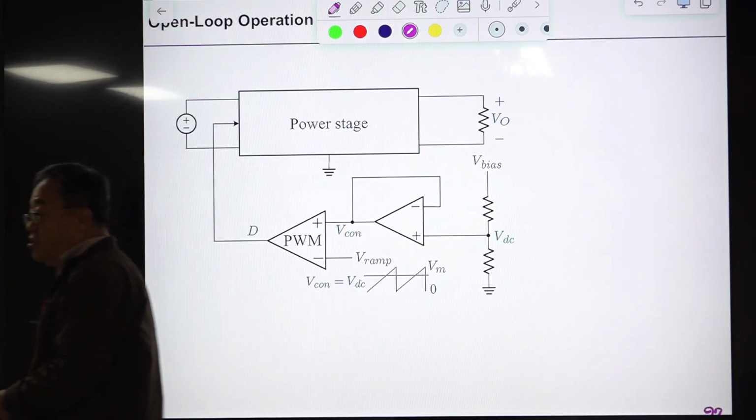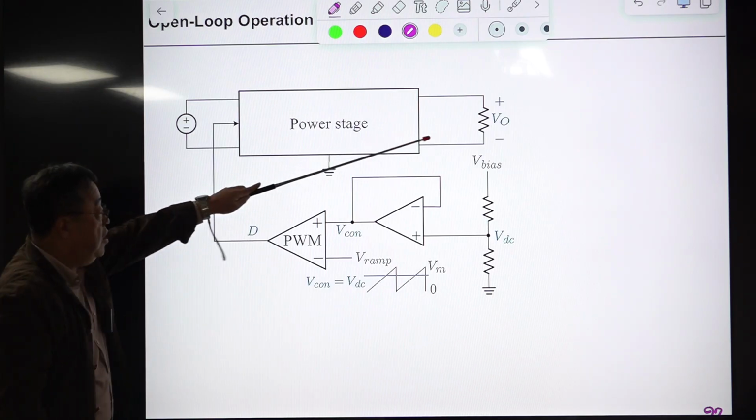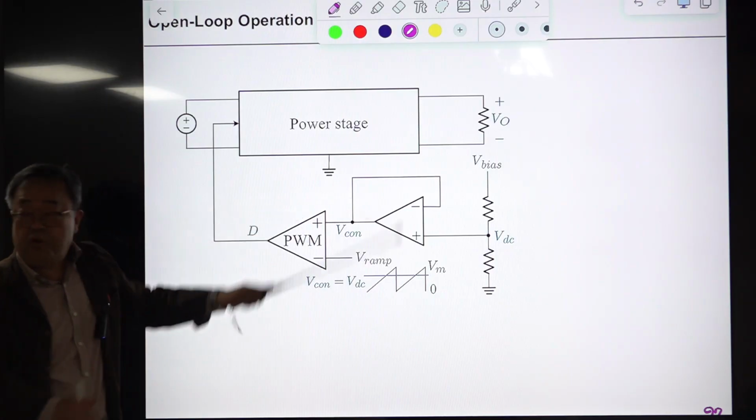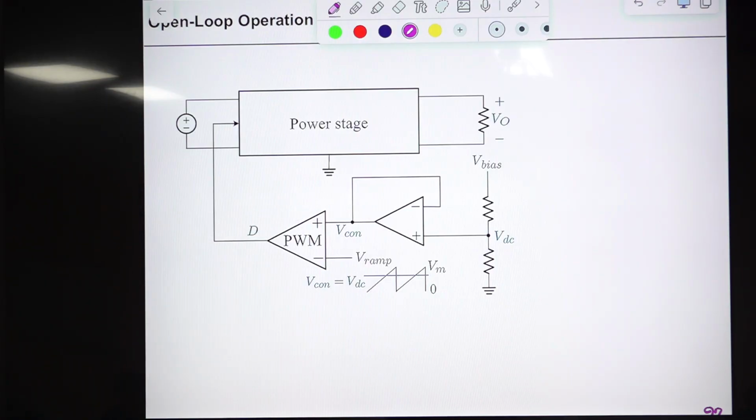So this is the open loop. The output is cut here, and this is the fixed DC voltage. Suppose this is R1 and R2. Then VDC is just voltage division: R1 plus R2 in the denominator, R2 in the numerator, times V bias. VDC, I'm sorry. We call it VDC.